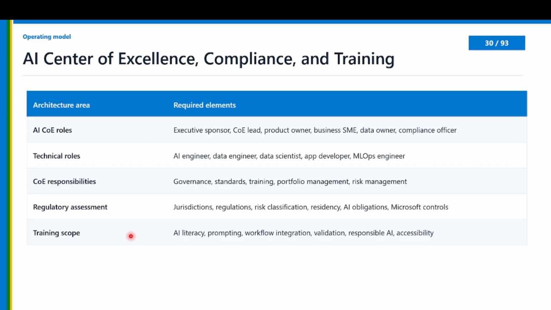Then training scope. So very, very important as part of Center of Excellence role. So you must adopt AI literacy. You must evangelize AI in the company that you are working with. Evangelize agentic AI. Make the company adopt it.